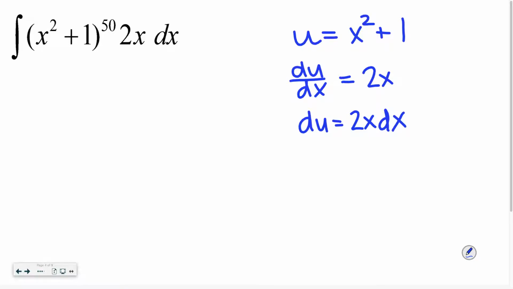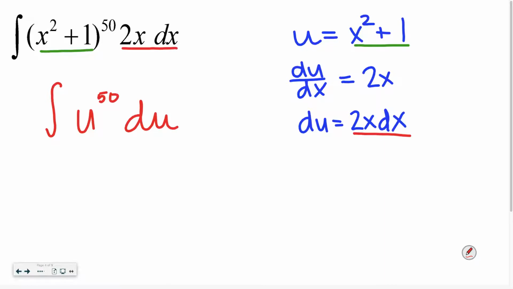Do you see 2x dx in our integral? Okay, so this is what we're going to do. X squared plus 1, we're going to change to u. And 2x dx gets to turn into du. So our new integral becomes the integral of u to the 50th du. Can we integrate that? That's just a power rule, right? Okay, before we do that, questions on how I got u to the 50th du inside my integral?